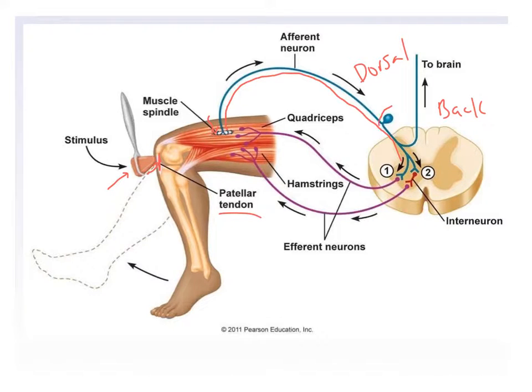This is the cell body of that afferent neuron. So that's a cluster of cell bodies. So this right here would be what's called the dorsal root ganglion.